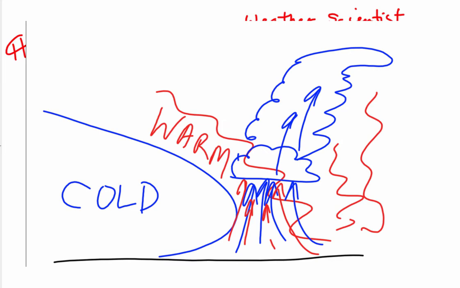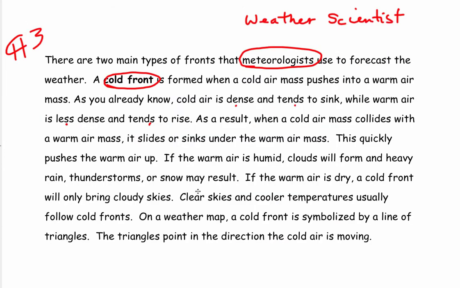If the warm air is humid, clouds will form and heavy rain, thunderstorms, or snow may result. If the warm air is dry, a cold front will only bring cloudy skies. Clear skies and cooler temperatures usually follow cold fronts.